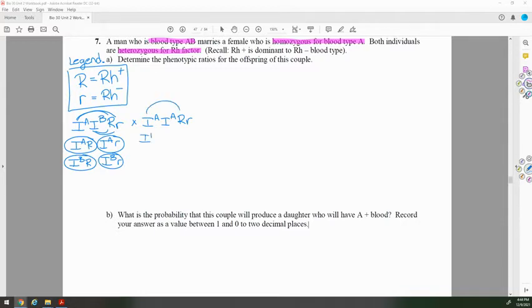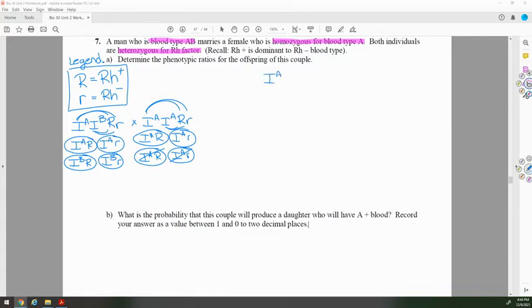Female's first gamete is IA capital R. Second gamete is IA lowercase r. Third gamete is IA capital R. And finally, IA little r. Because two of those are repeats, we're going to cross them out. We're only going to use the unique gametes in the Punnett square.